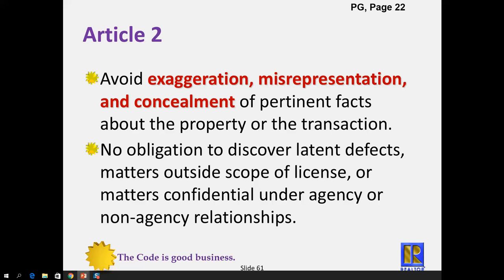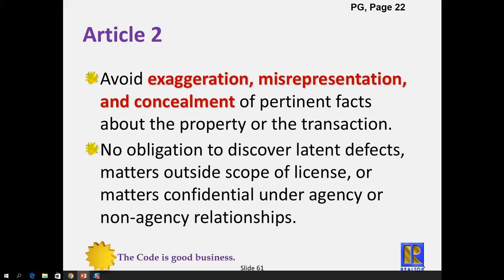Article 2 deals with exaggerations. It might be represented as a disclosure article. It requires more than simply disclosing property defects. It also talks about avoiding exaggerations, misrepresentation, and concealment of pertinent facts about the property and/or the transaction.